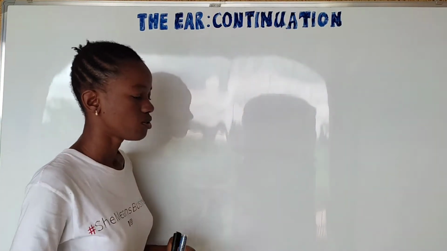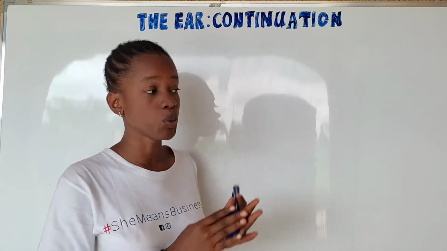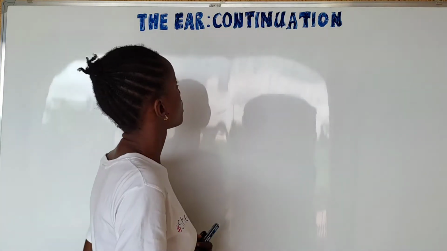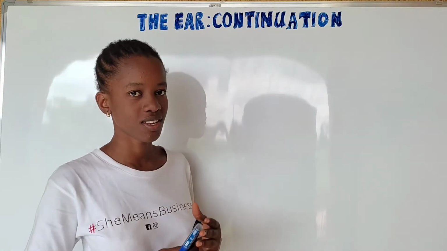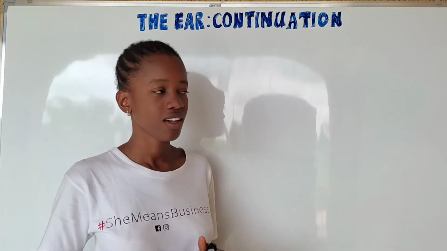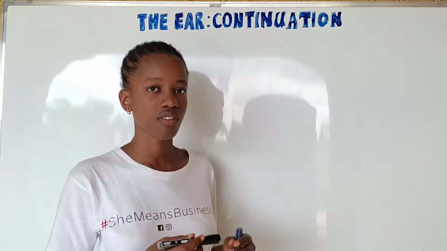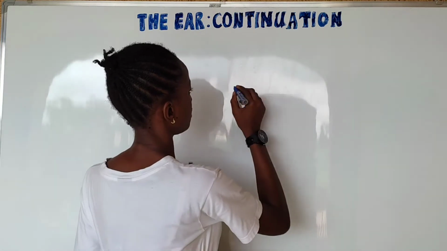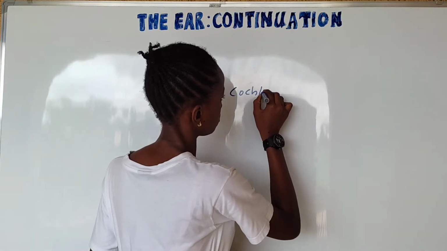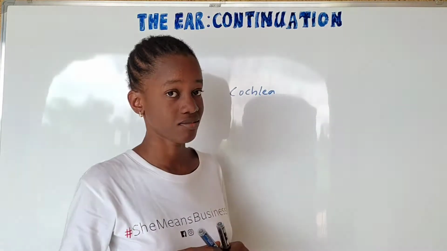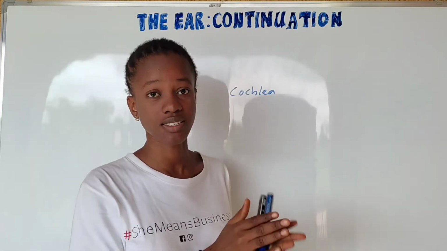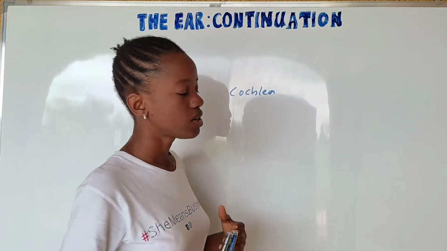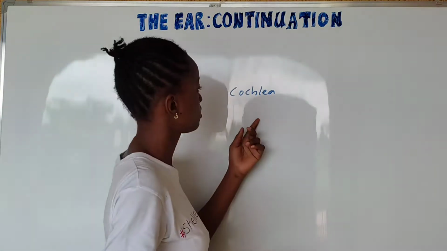In today's video, we're going to be looking at the process of hearing. We've done a video on the structure of the ear, so don't forget to watch that one. The part of the inner ear used for hearing is called the cochlea. The other part of the inner ear, used for balancing, is called the vestibular system. But in today's lesson, we are concerned with hearing, so we'll be concerned with the cochlea.